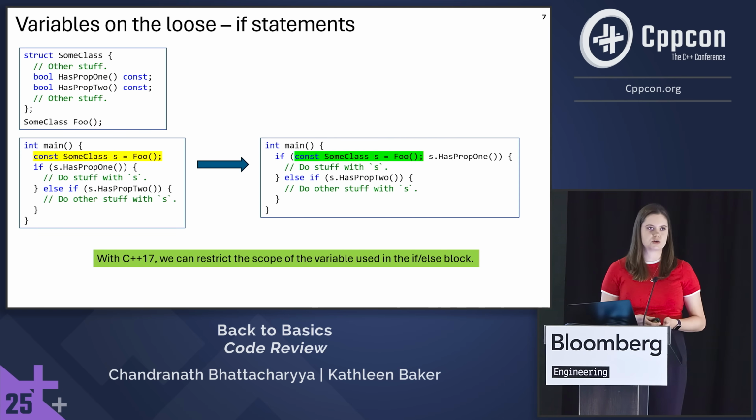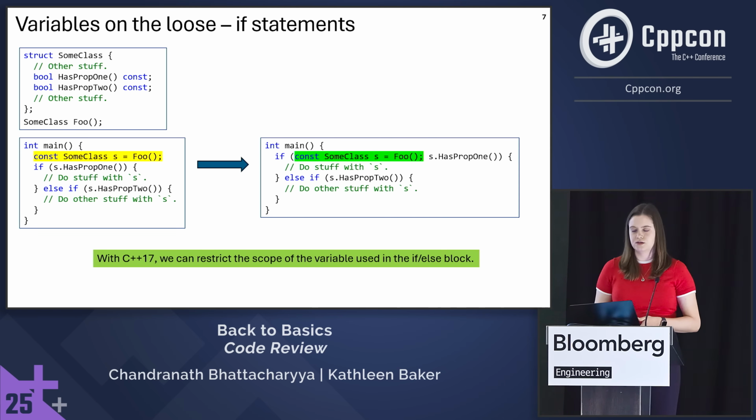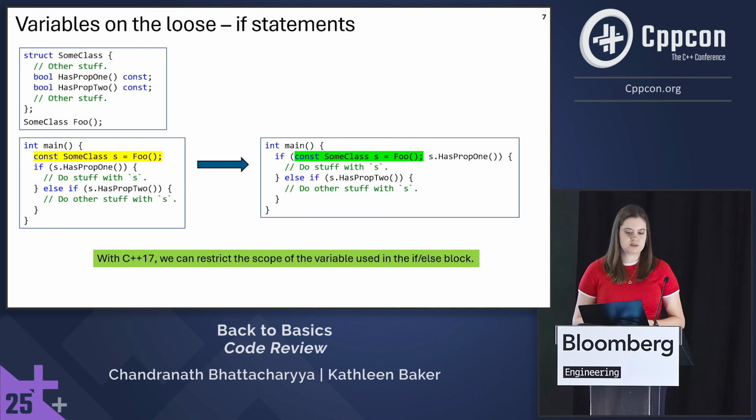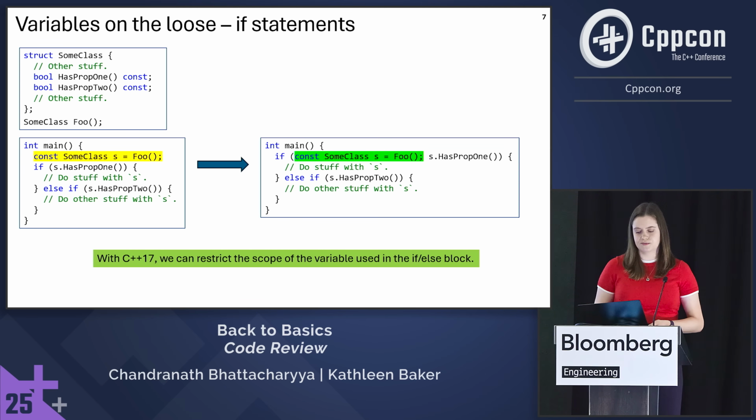So instead, we can scope the variable to the if statement. Reducing the scope of variables reduces the risk of bugs caused by unintended modification, and it improves readability. It also allows the same variable name to be used after the if-else block. So the title of this slide was variables on the loose, and that's because our guideline is to restrict variable scope.